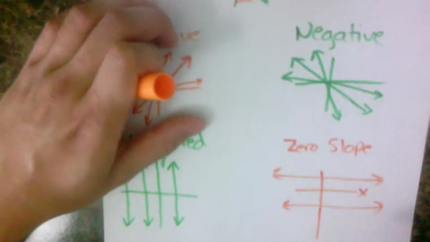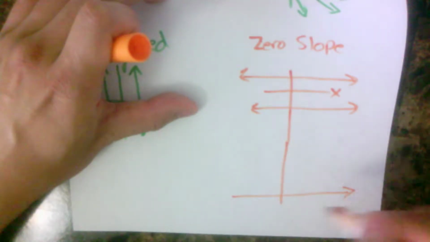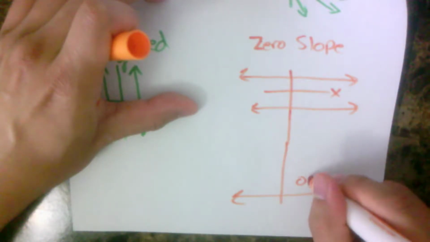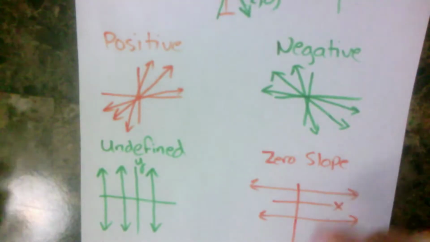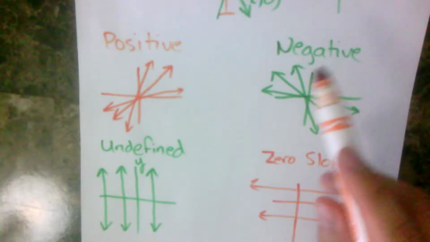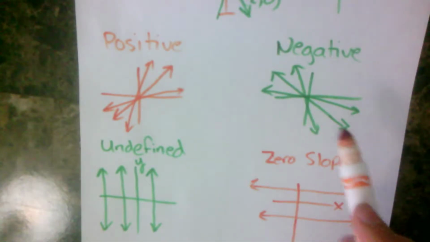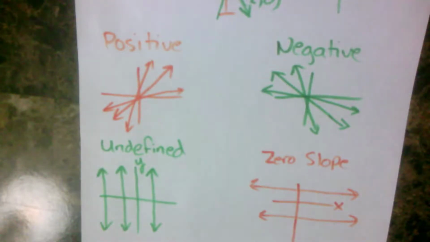And again, it doesn't matter where on the graph. We can go all the way to the bottom of the paper. It really doesn't matter. As long as it's horizontal left and right, this is a zero slope. All right. So again, vertical lines, undefined. Horizontal lines, 0. Negative go downwards from left to right. And then positive go upwards from left to right. These are your 4 kinds of slope.